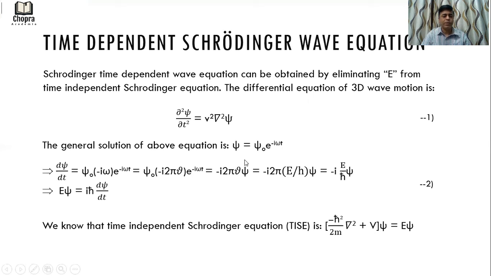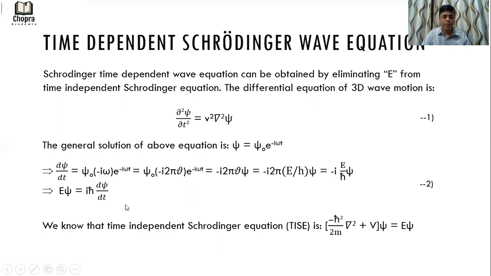Then I get minus i 2 pi E by h. I have substituted for nu in terms of energy and Planck's constant. And I get minus i E by h cross psi by replacing h with the reduced Planck's constant. So now I get E psi is equal to i h cross d psi by dt. This is equation number 2. So this is the equation we are getting.